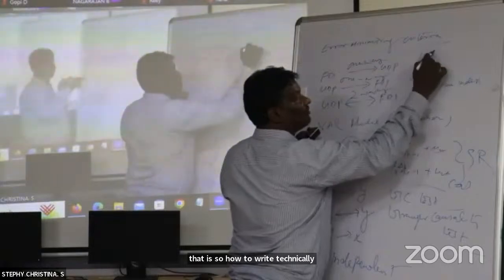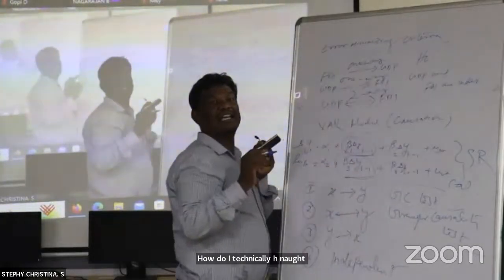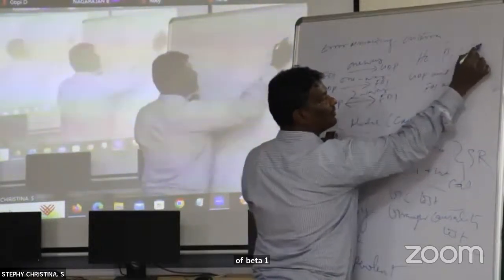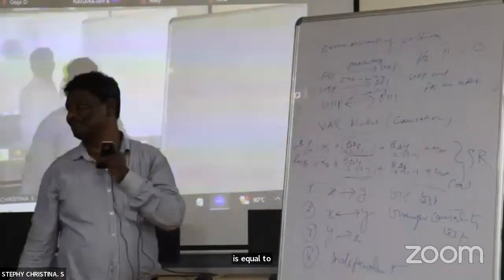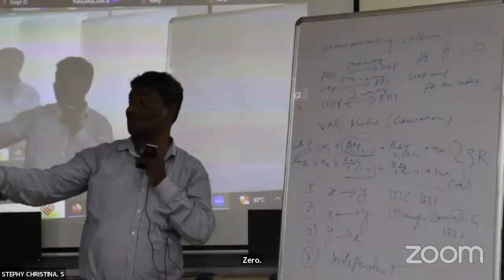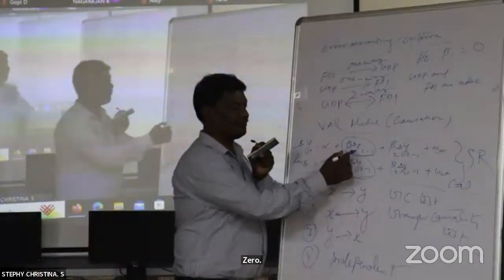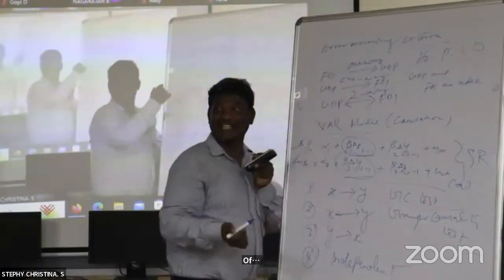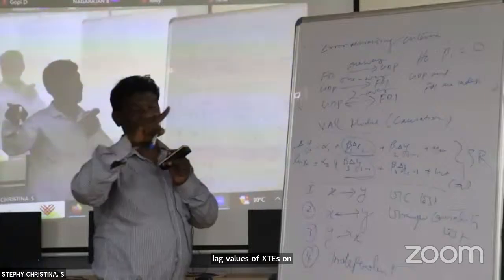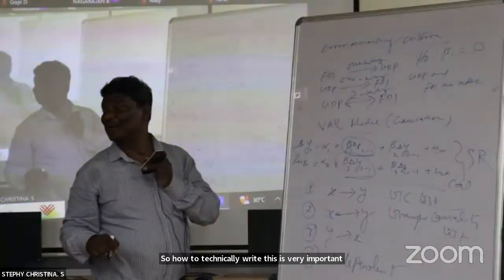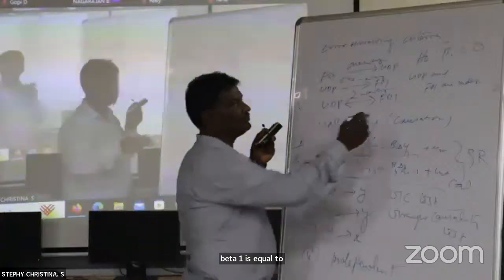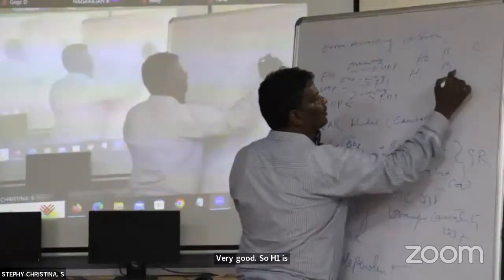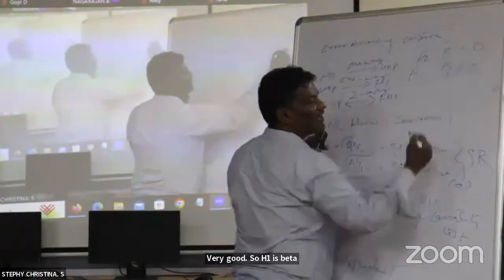H naught. What is H naught? The null of beta 1 is equal to 0. There is no impact of lag values of Xt's on Yt. So how to technically write it? This is very important. Beta 1 is equal to 0. What is the alternate? Very good. So H1 is beta 1 is not equal to 0.